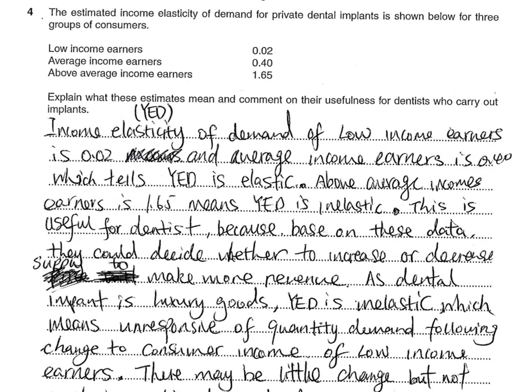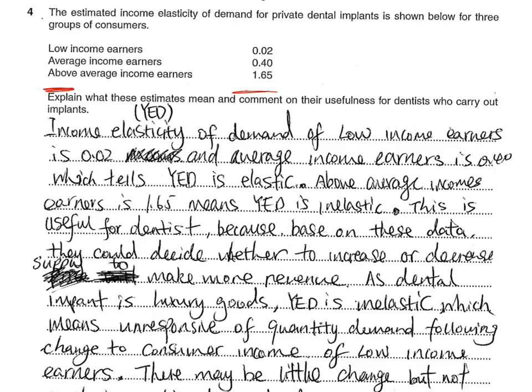The next question, the estimated income elasticity of demand for private dental implants is shown below for 3 groups of consumers. Explain what these estimates mean, so we need to kind of interpret them and comment on their usefulness for dentists who carry out implants. So we've got a business relevance for this as well.